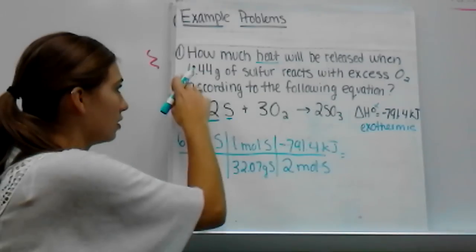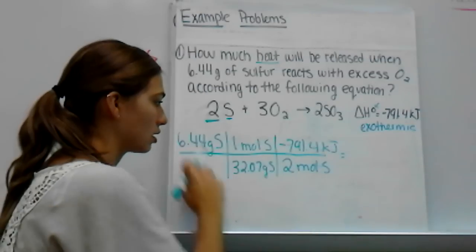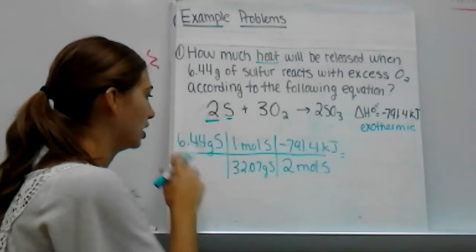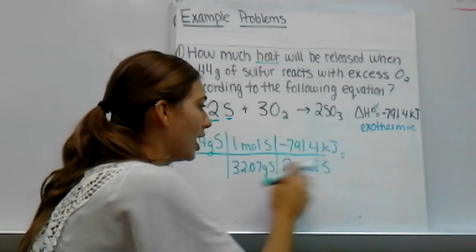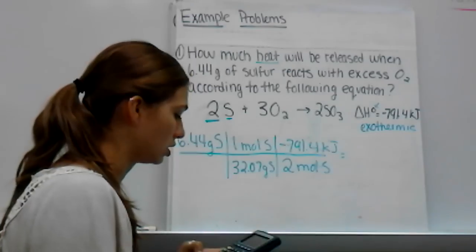So now we're starting with 6.44 grams of sulfur. We're getting that into moles using the conversion that we've learned. Then we're trying to figure out the heat of this reaction given 6.44 grams. So we have to multiply that by the heat and divide it by 2 moles, because that's the amount of moles that were present in this equation.